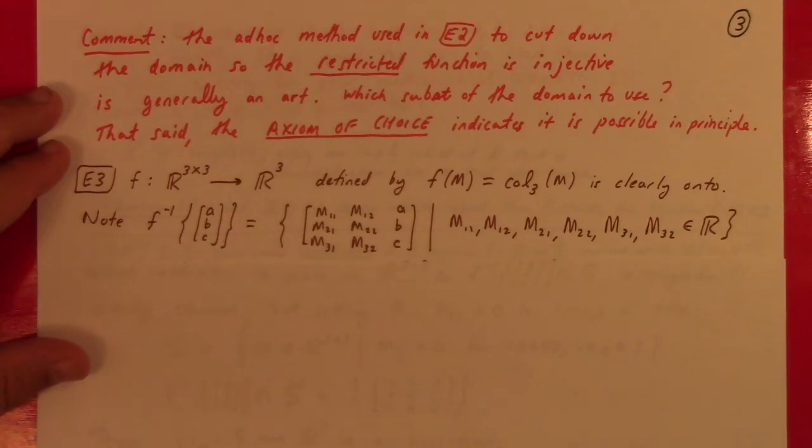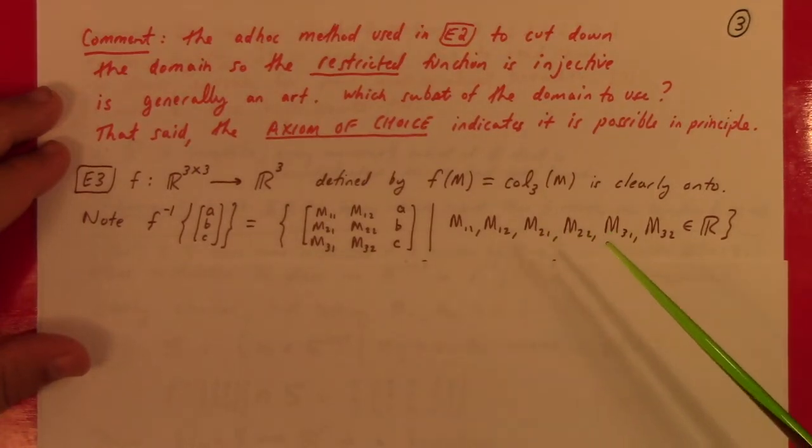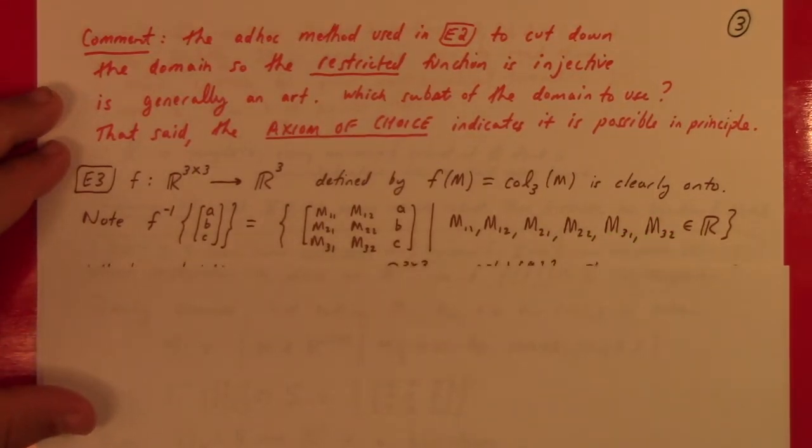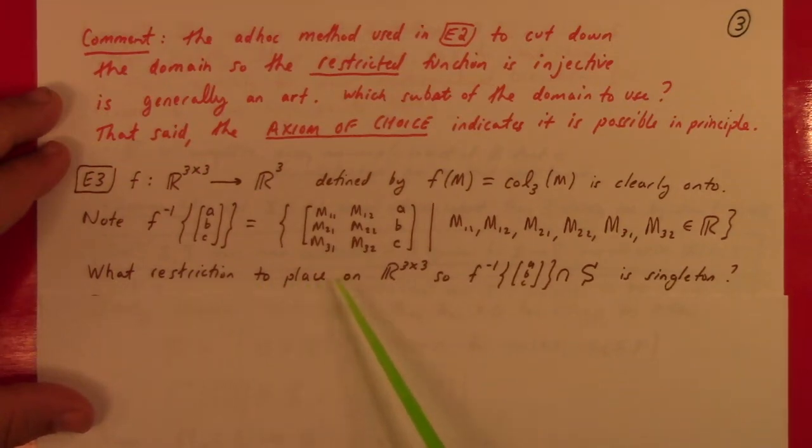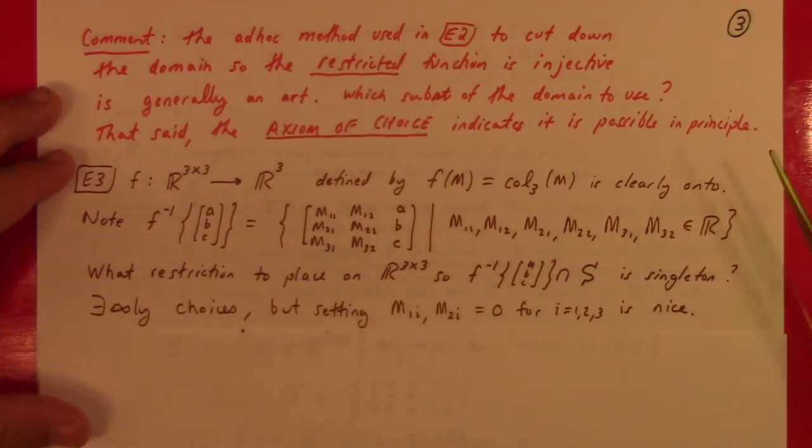Now, what's the inverse image of a particular point in R3? Well, it's the set of all matrices of the form M11, M12, M21, M22, M31, M32 with fixed A, B, and C in the third column. So there are 1, 2, 3, 4, 5, 6 real parameters in this inverse image. This is clearly not a singleton. So what restriction should we place on R3 by 3 to make the intersection of this inverse image with S actually a singleton?